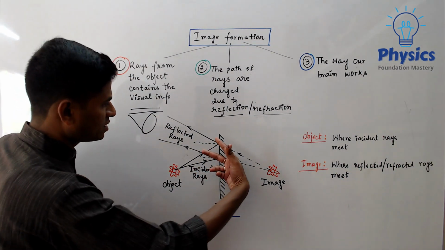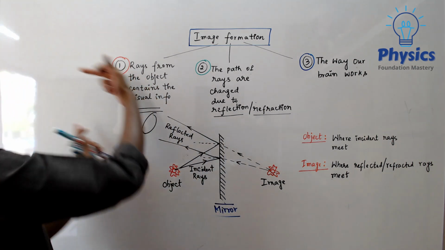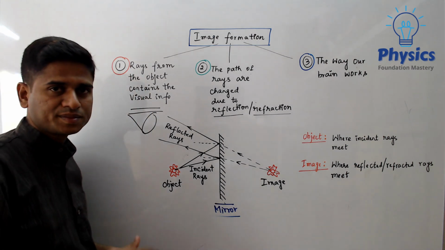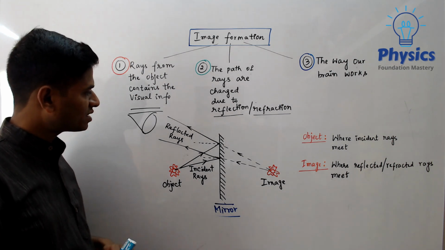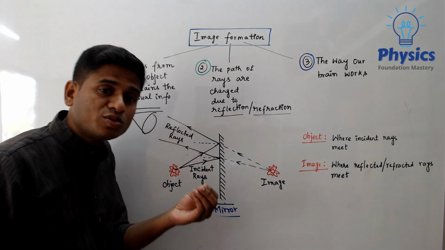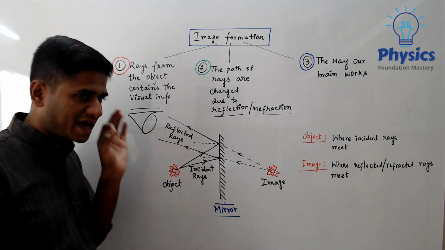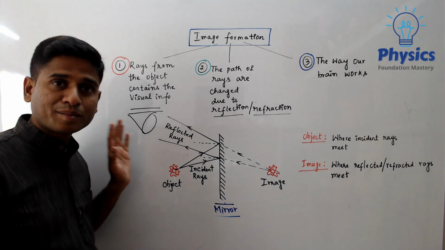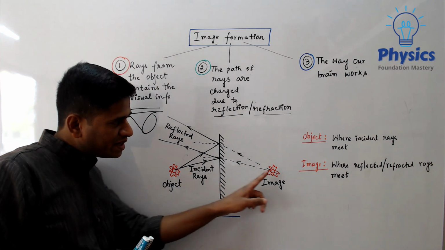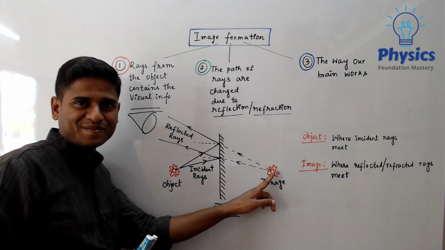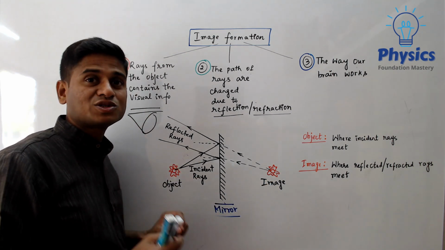Now look at these rays. These are diverging rays. As they go forward, is there any place where both of them meet? They never meet. However, these two rays appear to be coming from here. Are these two reflected rays actually meeting? They are not meeting, but they appear to be coming from here. So they appear to be meeting at this point. Such an image is called a virtual image.